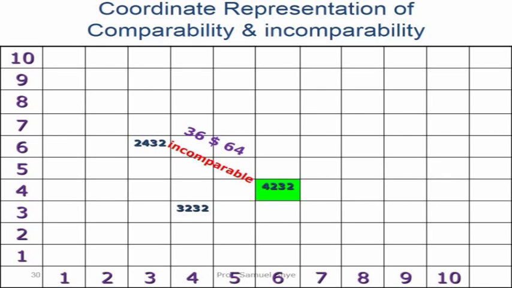Now, incomparable profiles such as 4232 and 2432 are represented by two new profiles, 6, 4 for the first profile and 3, 6 for the second profile. Just as these profiles were originally incomparable, so is their representation in this two-dimensional space, because 6, 4 is incomparable to 3, 6, because 6 is greater than 3, but 4 is less than 6. I hope that's clear.